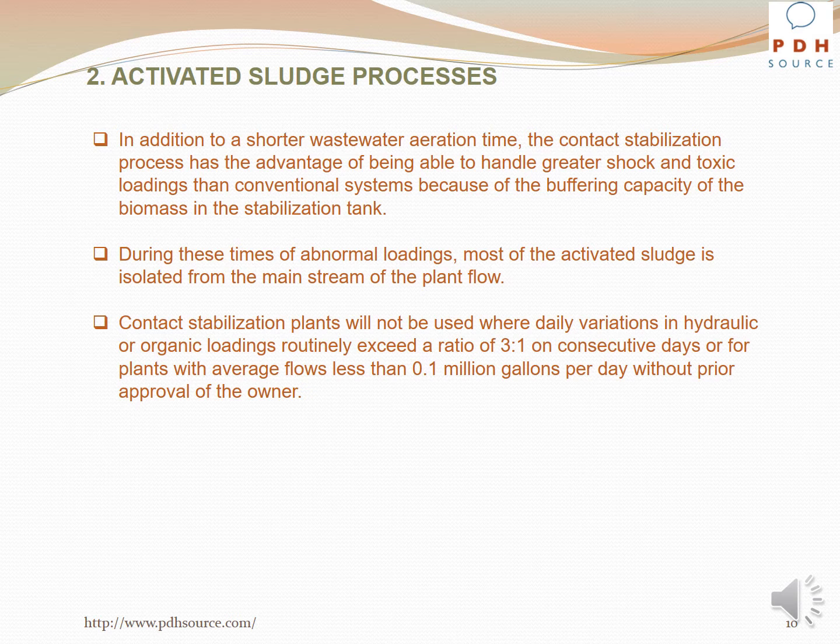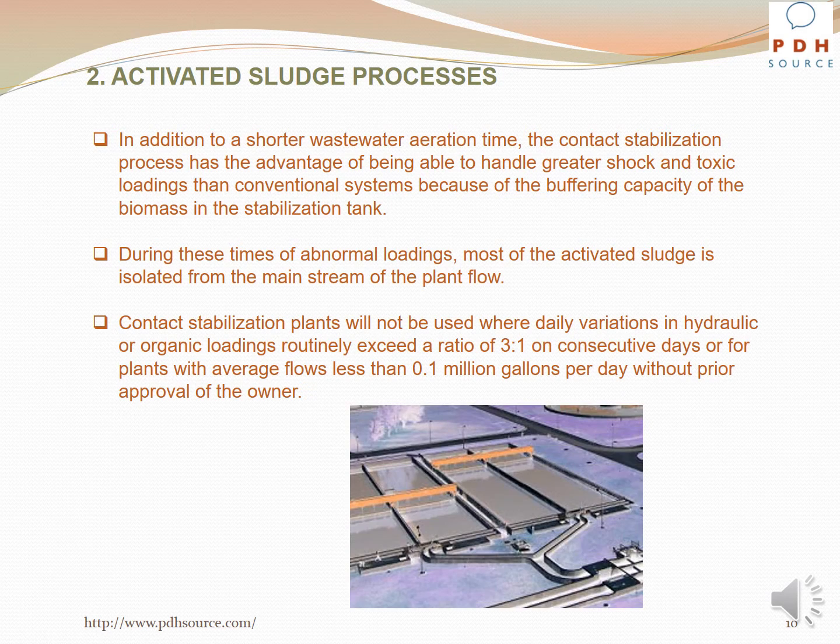In addition to a shorter wastewater aeration time, the contact stabilization process has the advantage of being able to handle greater shock and toxic loadings than conventional systems because of the buffering capacity of the biomass in the stabilization tank. During these times of abnormal loadings, most of the activated sludge is isolated from the mainstream of the plant flow. Contact stabilization plants will not be used where daily variations in hydraulic or organic loadings routinely exceed a ratio of 3 to 1 on consecutive days, or for plants with average flows less than 0.1 million gallons per day without prior approval of the owner.